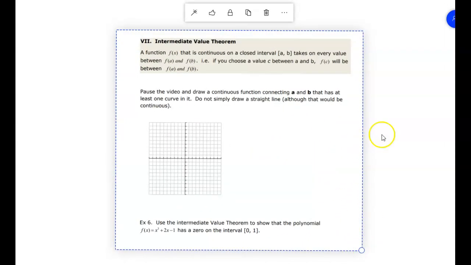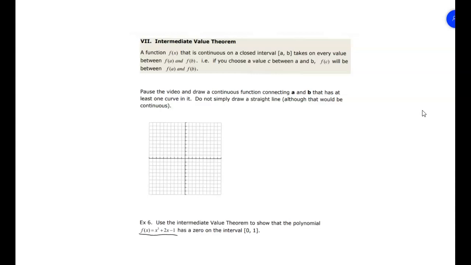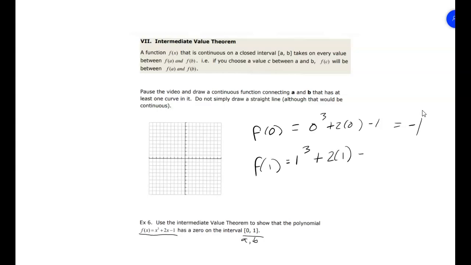So the bottom problem here. Use the intermediate value theorem to show that f of x equals x cubed plus 2x minus 1 has a zero. So this is our a and this is our b. So find f of a. Not the hardest thing we've done. f of 0 is 0 cubed plus 2 times 0 minus 1, and that equals negative 1. f of 1 is 1 cubed. Make sure your arithmetic is good. Many of us are having arithmetic issues, not calculus issues. So I get a 1 plus a 2 minus a 1. I get a 2. Oh, look, this is negative, and this is positive.